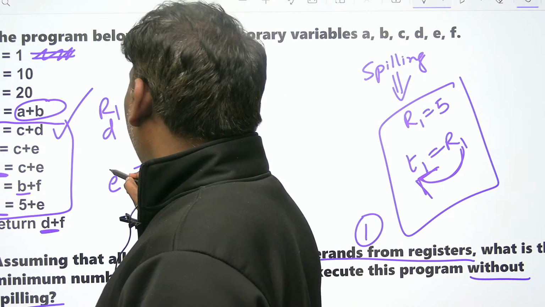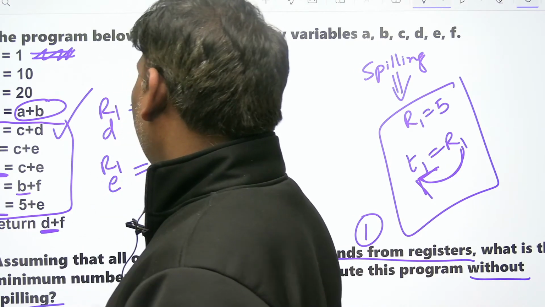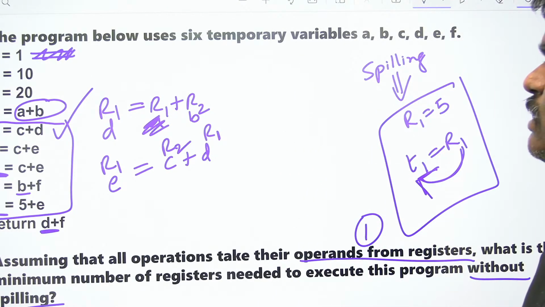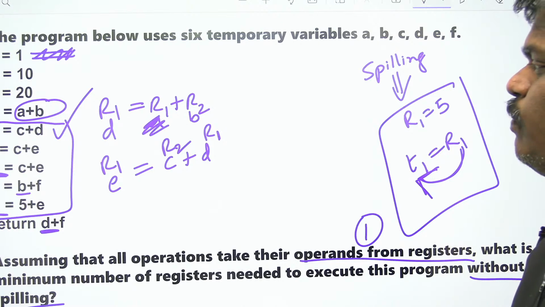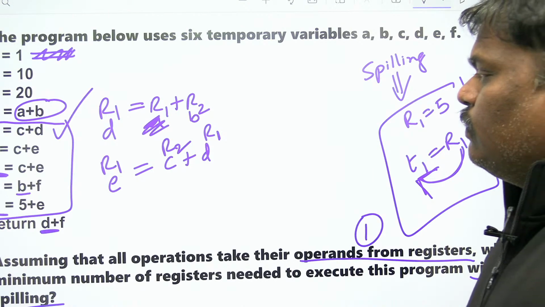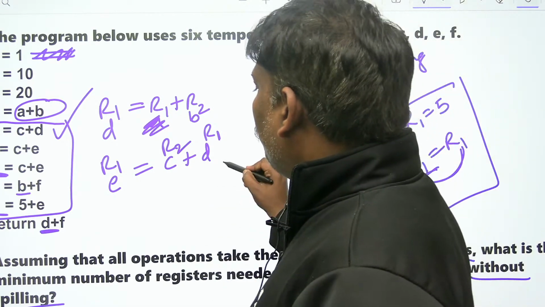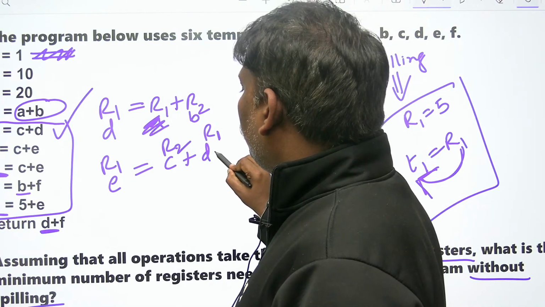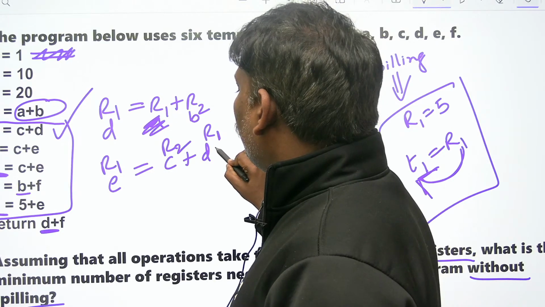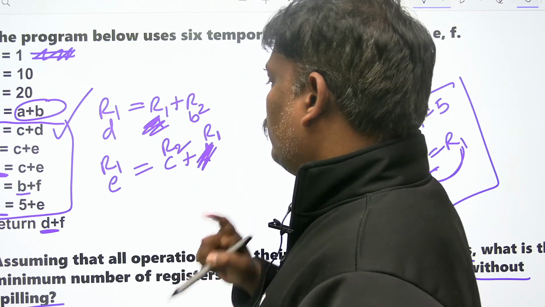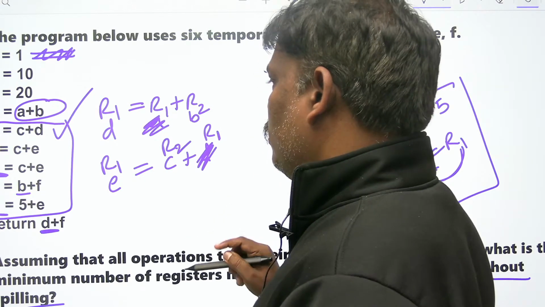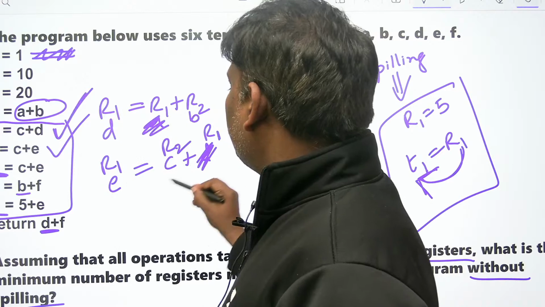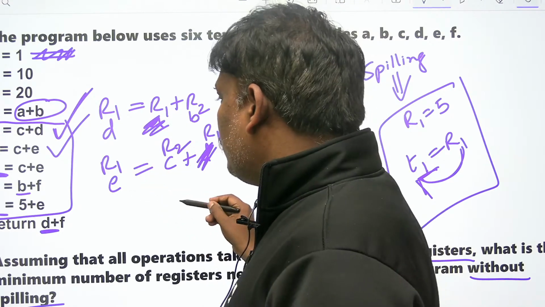So for E, I am writing R1. E goes to C plus D. I can reuse it. So remember everyone, this is the case. So R1, R2 I am using. I think this is completed. So what is the answer? C plus D completed. Let's go for C plus E.